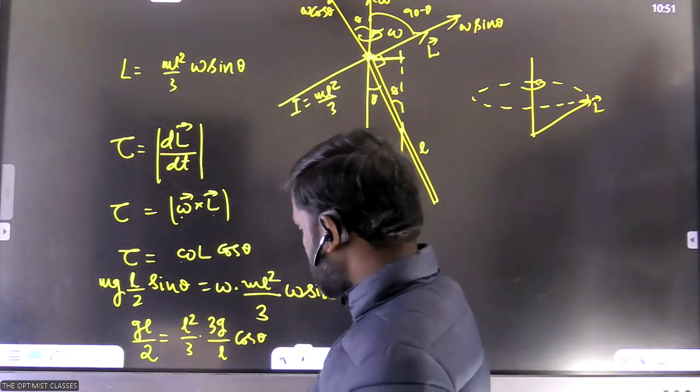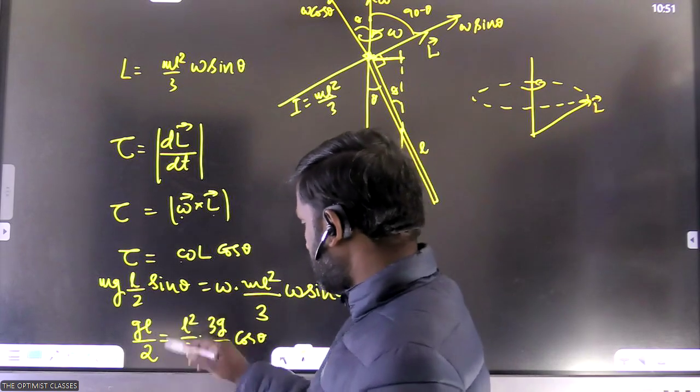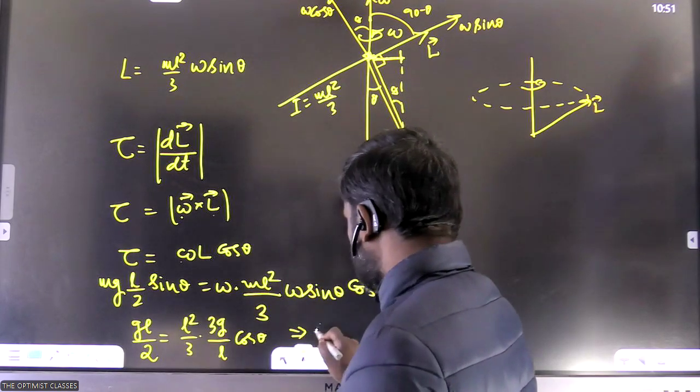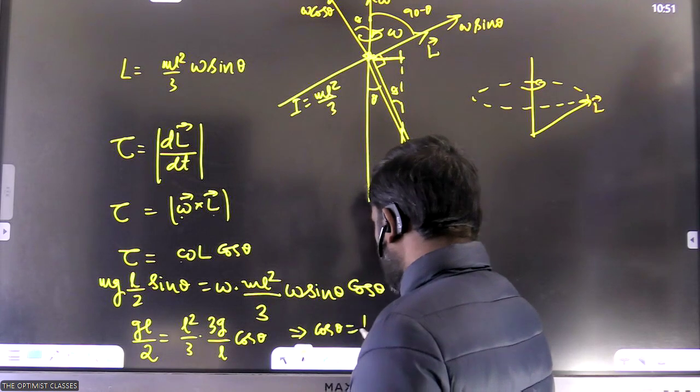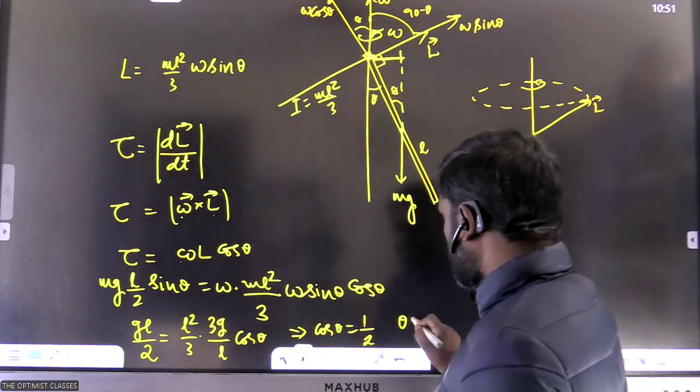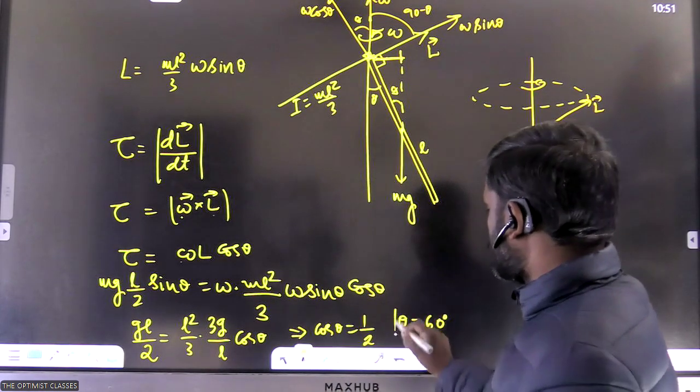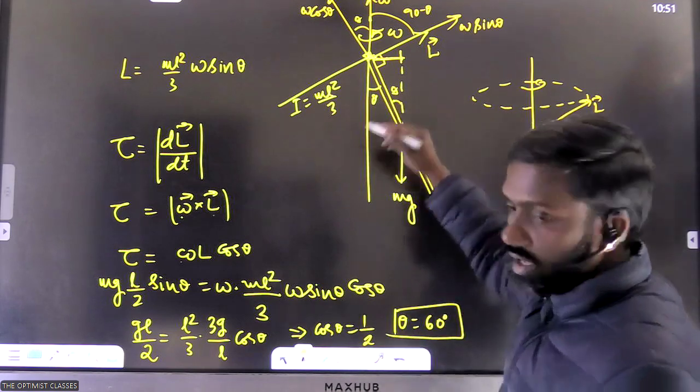So 3 and 3 will cancel out, g will cancel out, L, all the factors will cancel out. So you will get cos theta is equal to 1 by 2. Basically, we get theta is equal to 60 degrees. So we can say that the rod is making a 60-degree angle with the vertical.